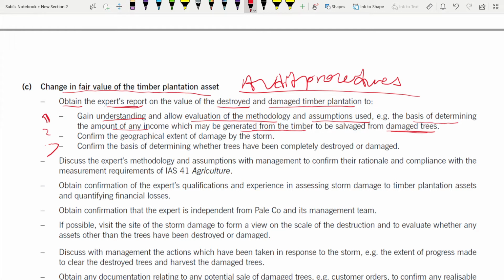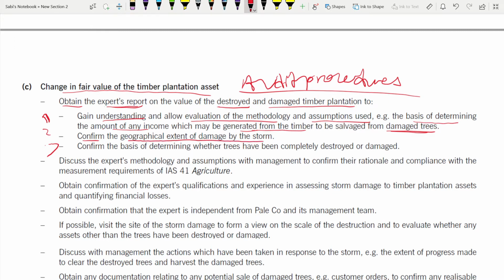Going through all the audit procedures, they say confirm this, do this, obtain this, document this. But they are general answers. You need to bring those general answers to this case study and link it like this. Determine income from this because there are damaged trees. You see?